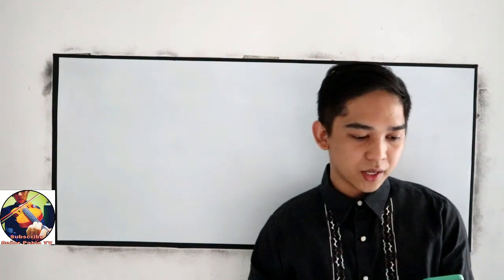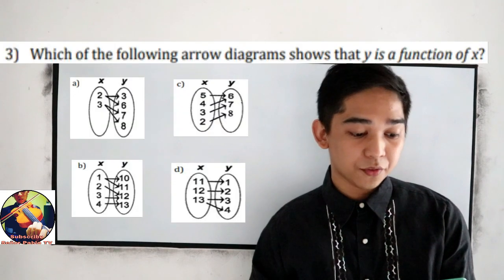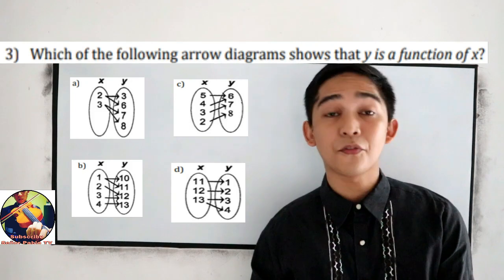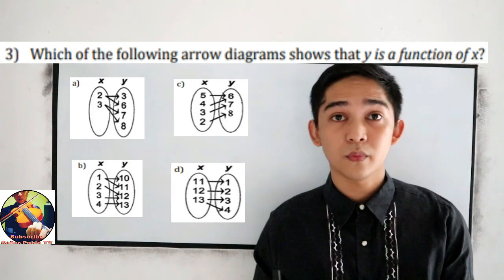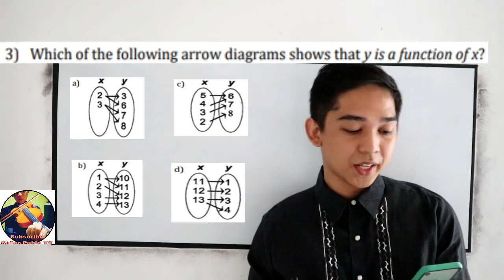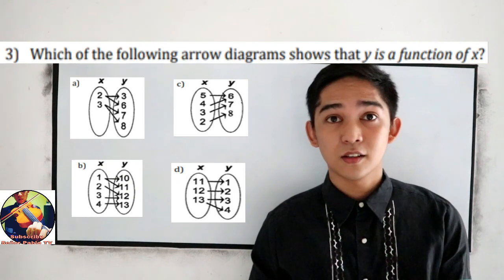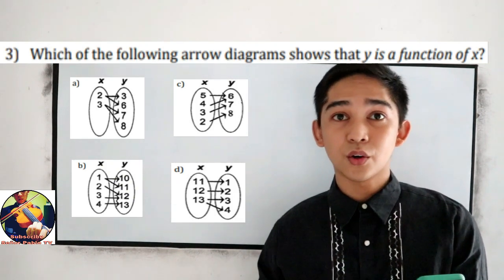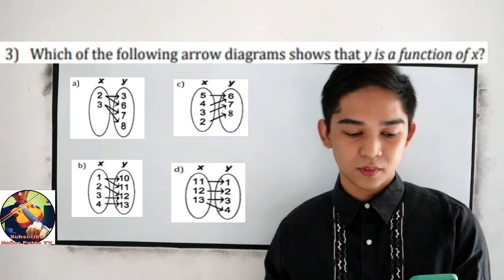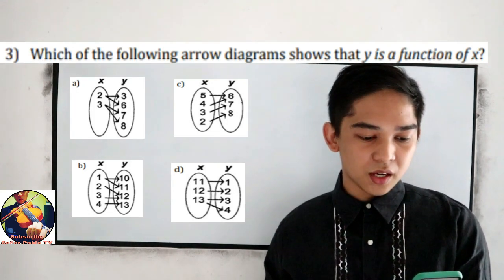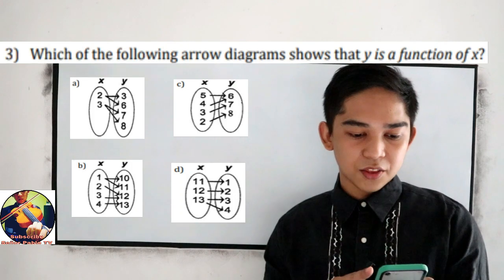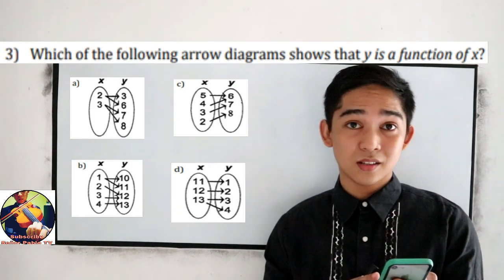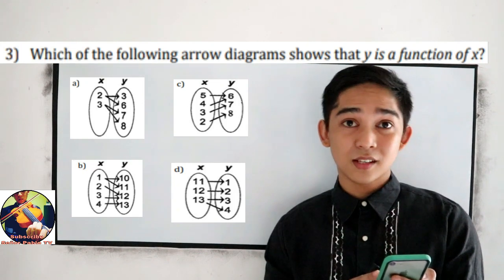Which of the following arrow diagrams shows that y is a function of x? So we're dealing with the correspondence. We know that a function can be one-to-one or one-to-many. So in this case, letter A is not our answer because our correspondence is many to one.